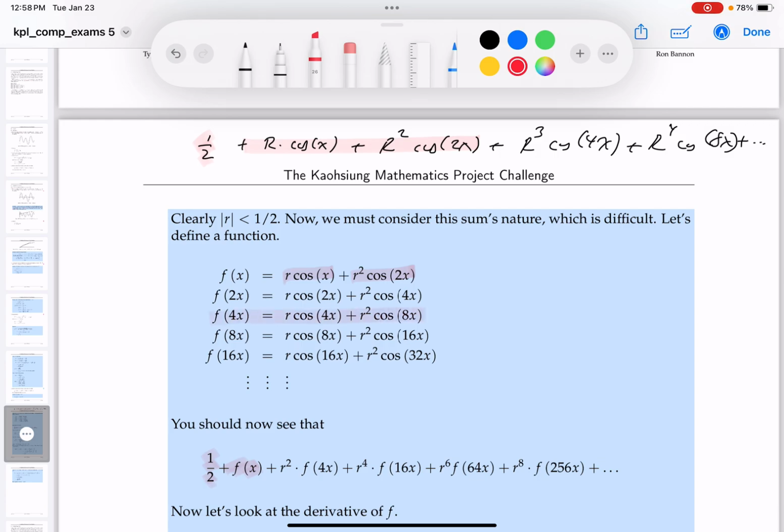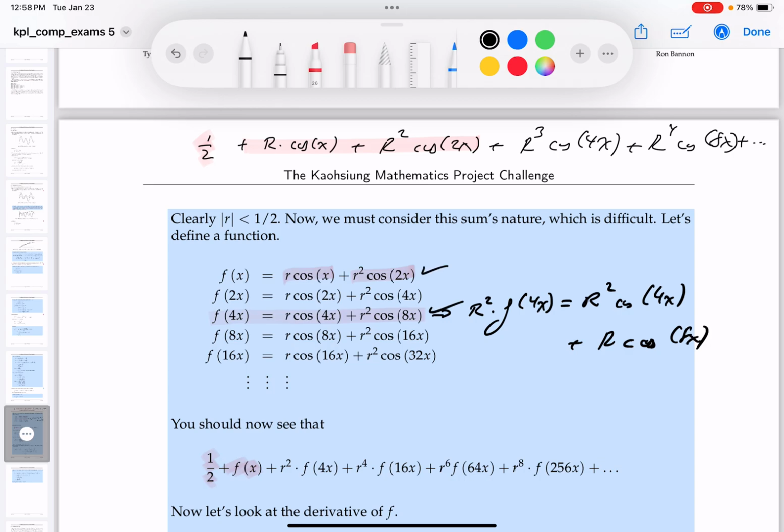So what I'm going to do is multiply both sides of this thing by R squared. When you get R squared f of 4X, it equals R squared cosine 4X plus R to the 4th cosine of 8X. And I'm kind of seeing a pattern at this point. So it's going to be R squared f of 4X, and I see this right over here.